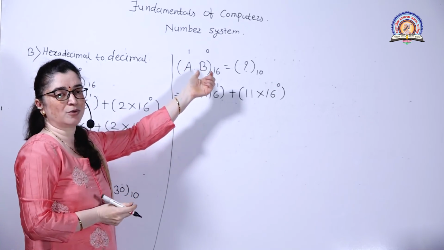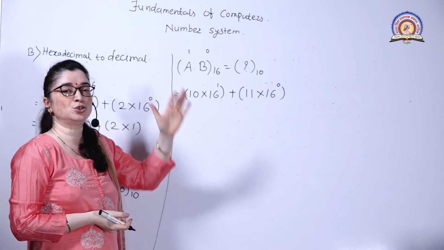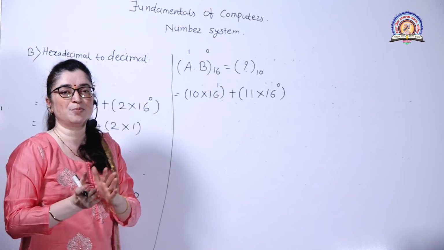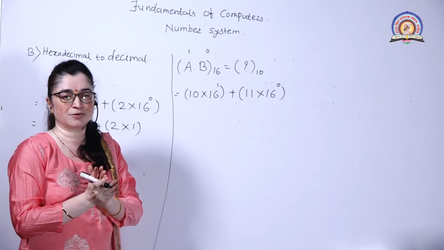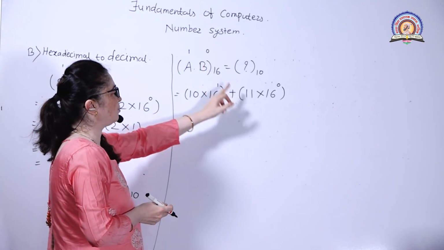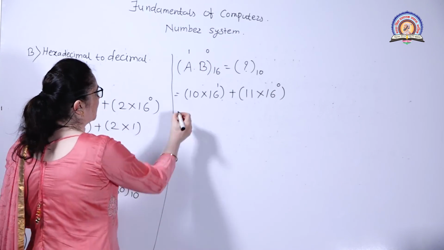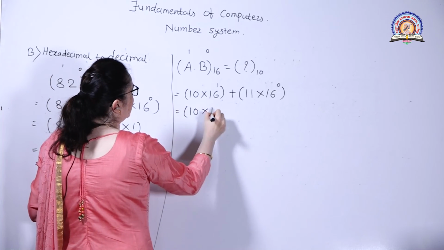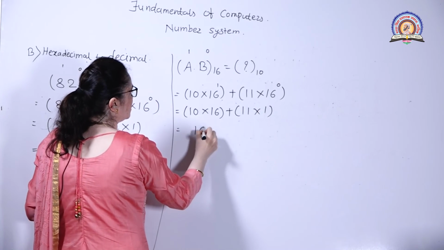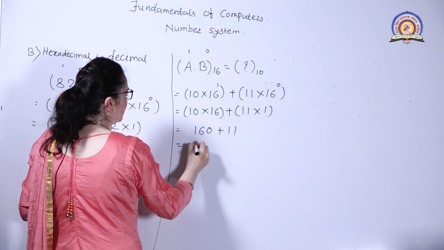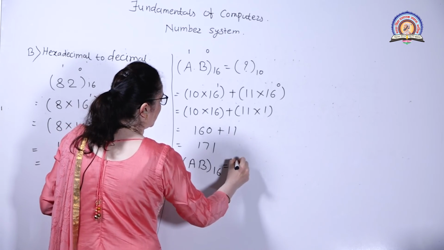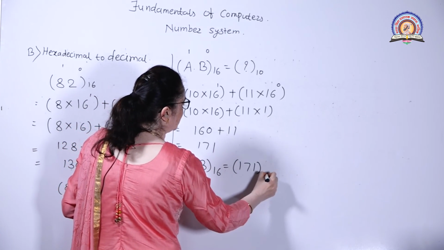Here we have to remember what A indicates, what B indicates. You should know that. Then only you are able to convert the number into a decimal number. And it is very simple, from 10 to 15, A to F. So A means 10, B means 11. So 10 into 16 raised to 1 plus 11 into 16 raised to 0. So it is 10 into 16 plus 11 into 1. So it is 160 plus 11, that is 171. Means when the number is hexadecimal AB, its decimal equivalent is 171.